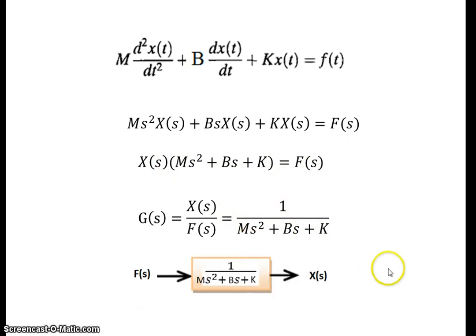And to illustrate this in a block diagram, this represents our input f of s, this represents our output x of s, and the mathematical relationship that relates the output and the input is called the transfer function. If in the example we were given the values of the mass, the damper, and the spring, then you simply substitute these values in this equation.